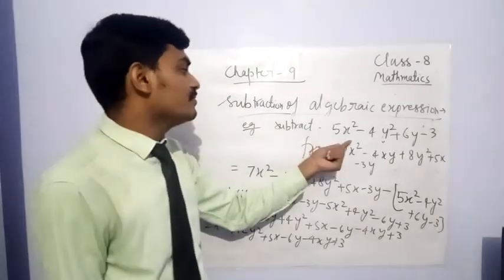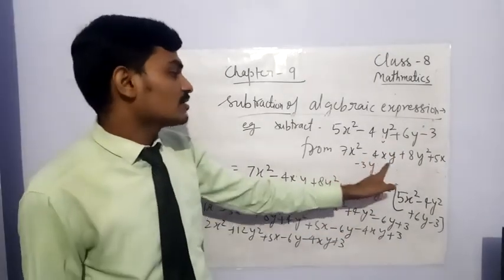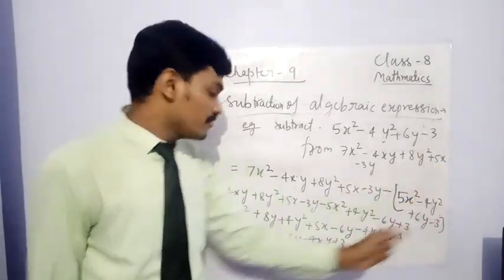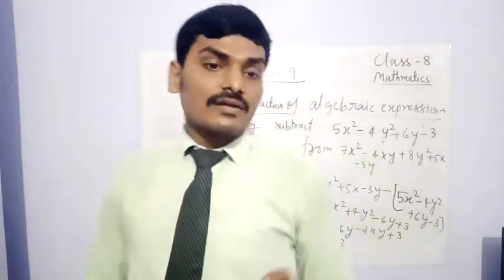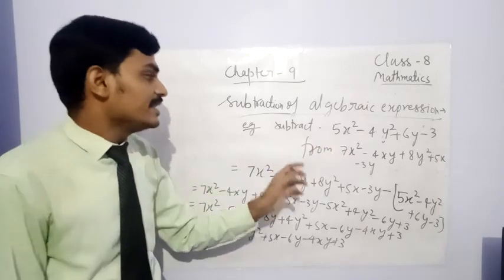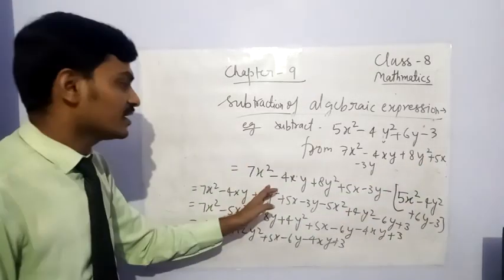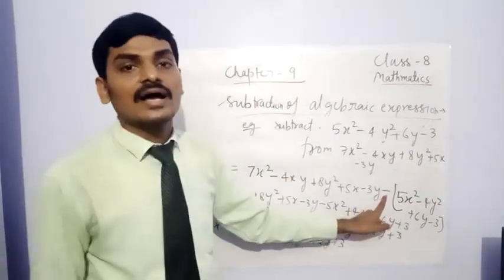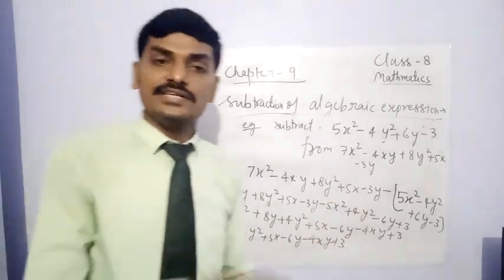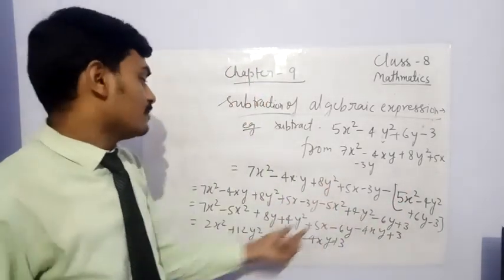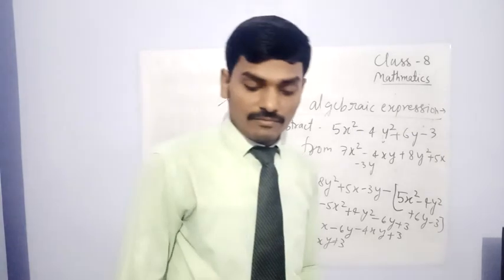If you subtract 5x square minus 4y square plus 6y minus 3 from 7x square minus 4xy plus 8y square plus 5x minus 3, then you will get this answer. So you should remember, in subtraction write first the expression present after the from. After that we will place a minus sign with it. After that write the expression that came before from in a bracket. Then open the bracket, after that place the like terms together. After that we will add and subtract whatever is given.